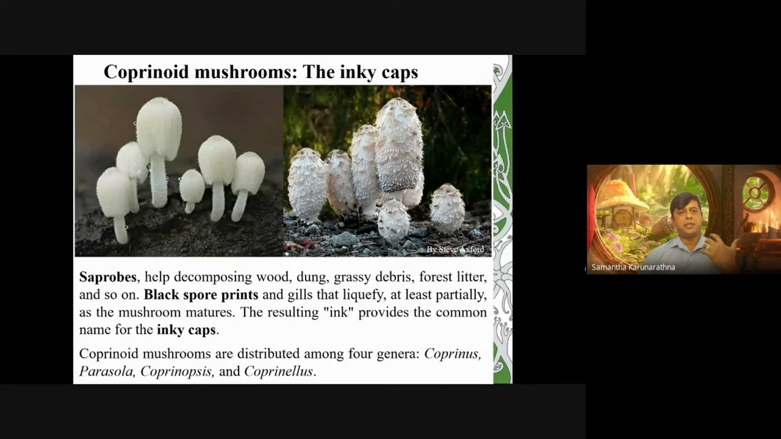So these are saprobic mushrooms. Normally they decompose wood. You find black spore prints, and their shelf life is very short. They pop up and then vanish after minutes. They are called inky caps because when the mushroom matures, these fruiting bodies tend to become liquid, and then you can see ink on the area where the mushroom grows. So that's why they are called inky caps.